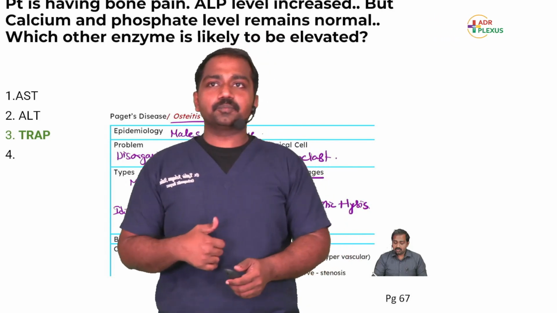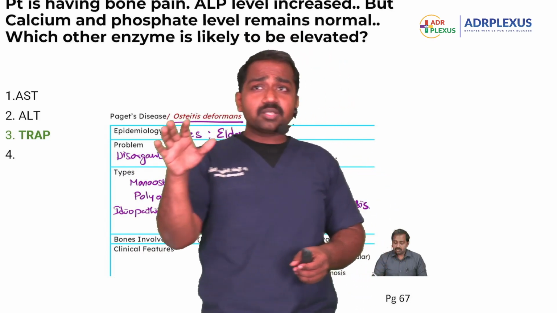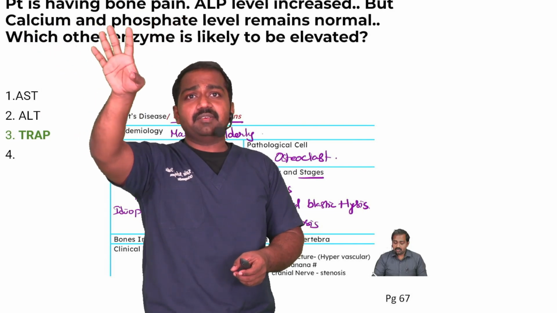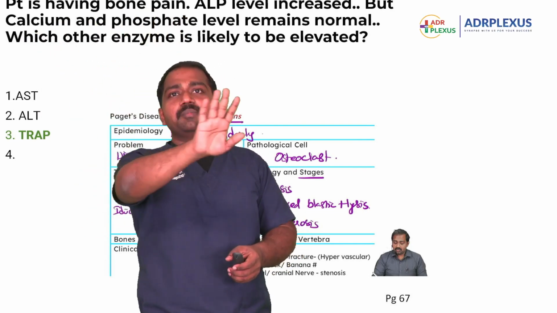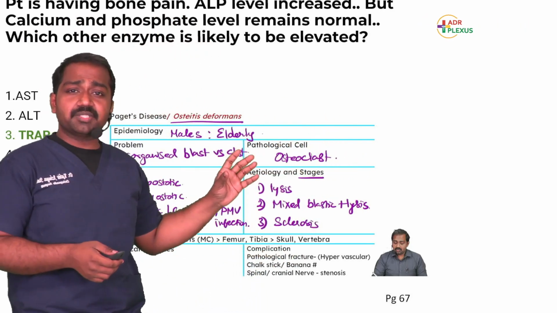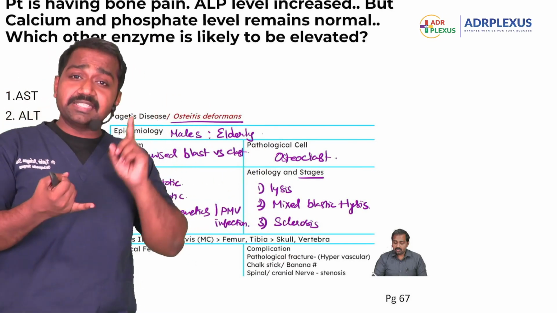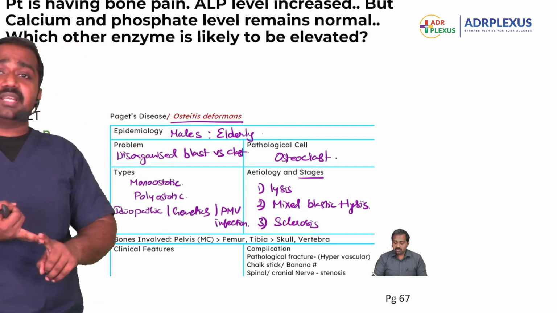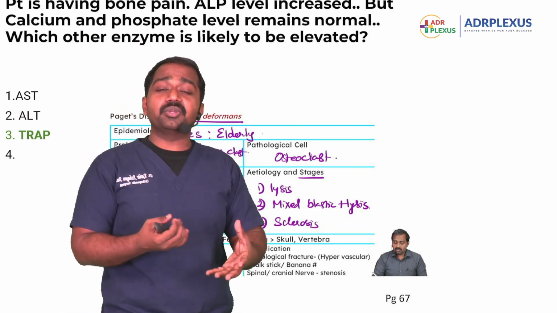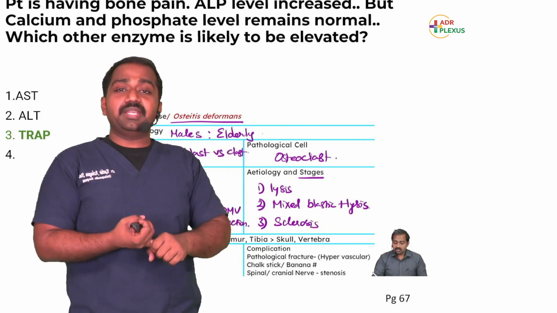Hypophosphatemic rickets. The last question, which I am not very sure about, was like this: the patient has bone pain and alkaline phosphatase levels are increased, but calcium and phosphate levels remain normal. Which other enzyme is likely to be elevated? Among all the bone metabolic disorders that we discussed on page number 67, there is Paget's disease. In Paget's disease I said lysis can happen, a mixed lytic and blastic stage can happen, sclerosis can happen. So with regards to bone enzyme markers, you can have bone formation markers elevated along with the bone destroying markers being elevated.